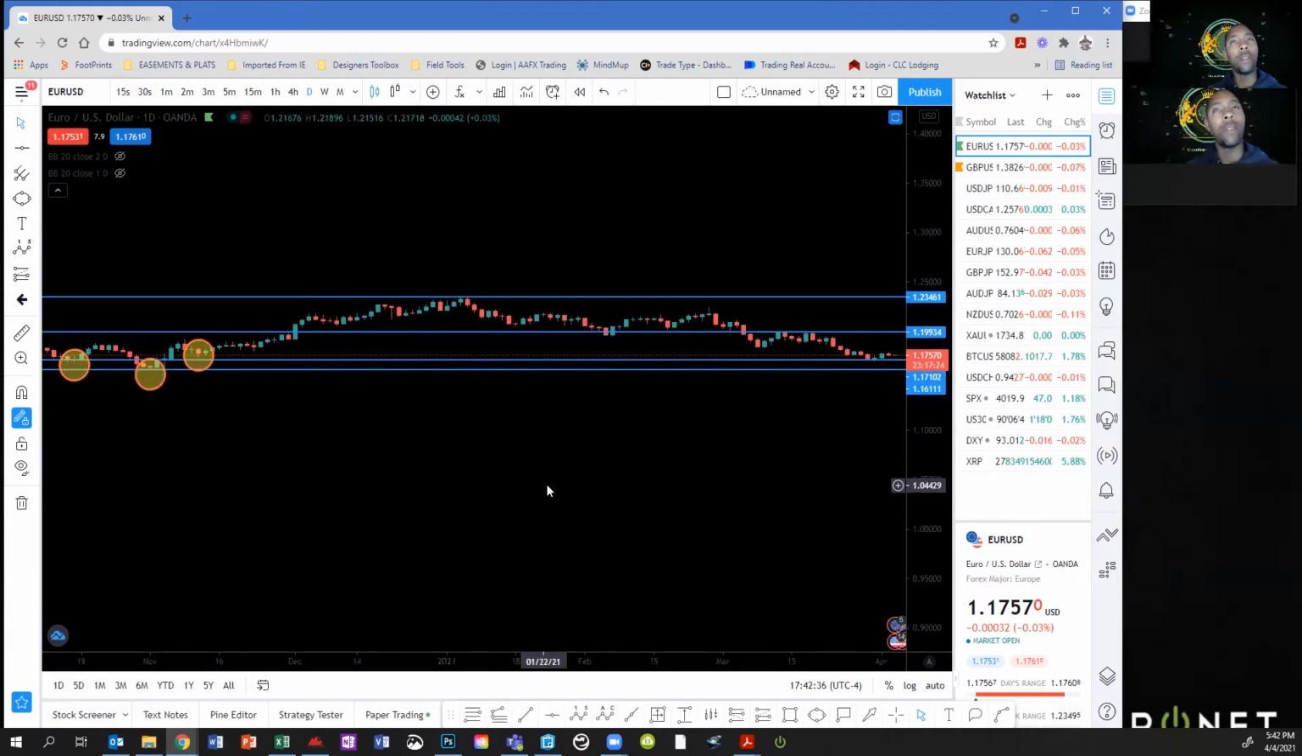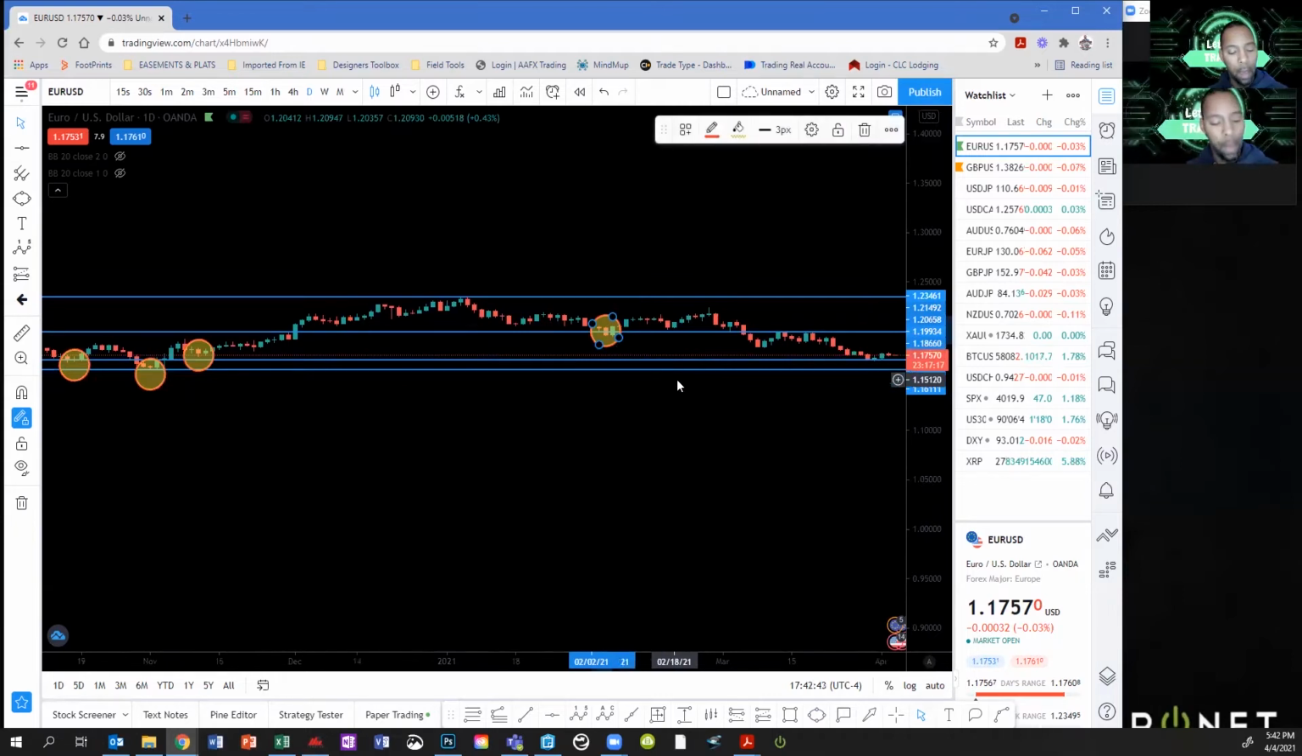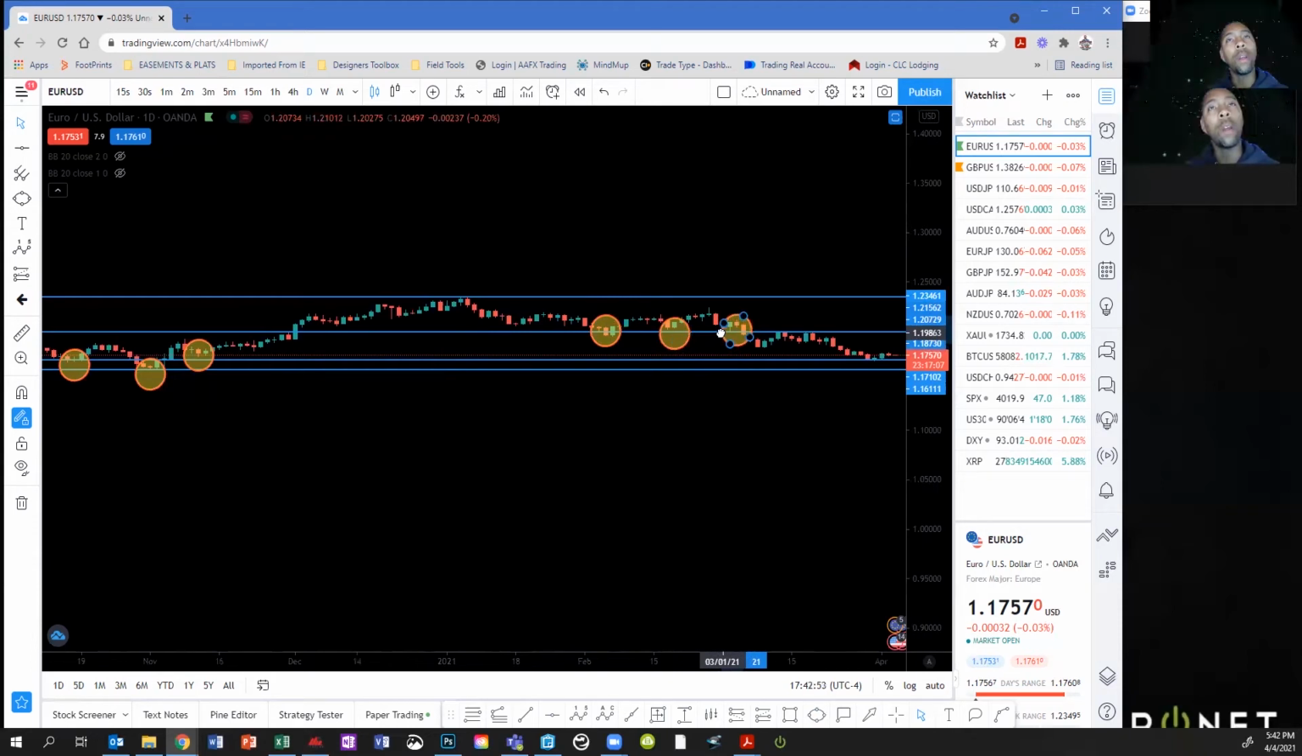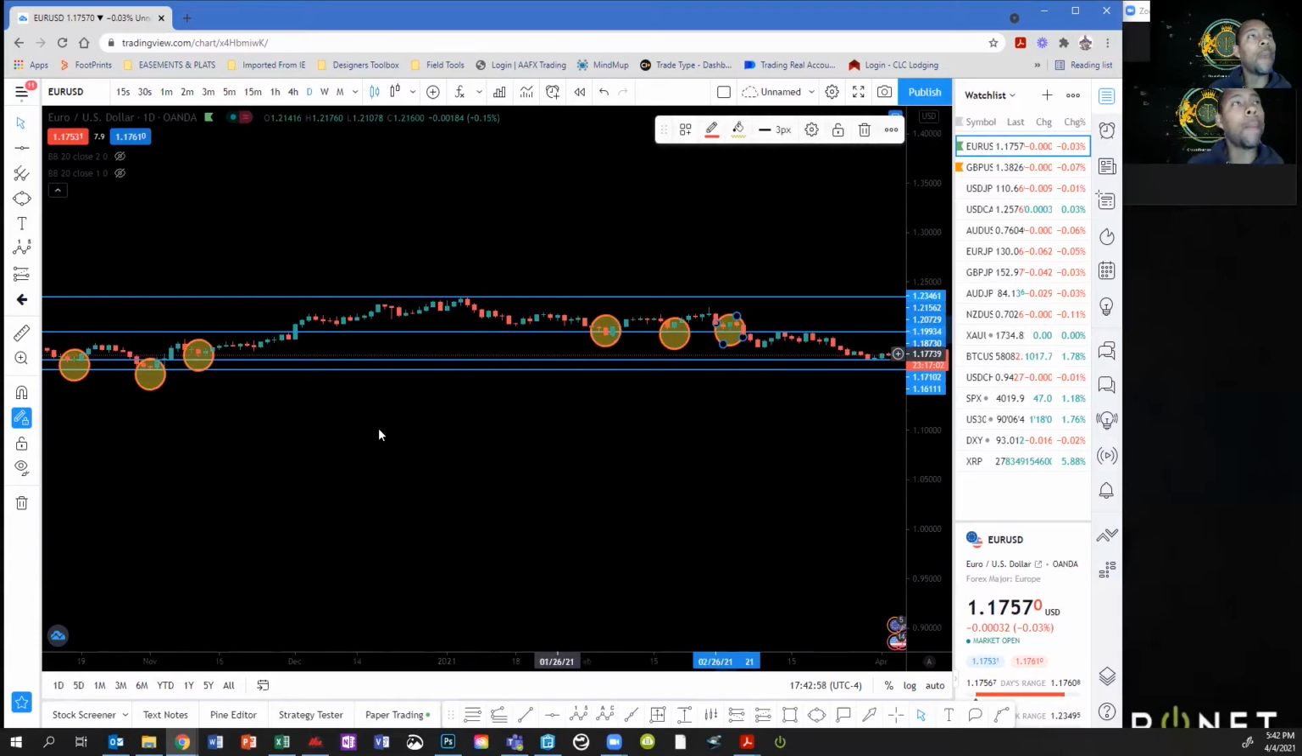All right, and as you can see, we also have zones that are touching in here. Zones that are touching here. And also here. All right, so if you notice, this level, which is near the 2000 mark, again, became like a strong level of support.